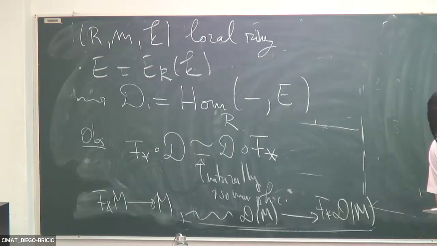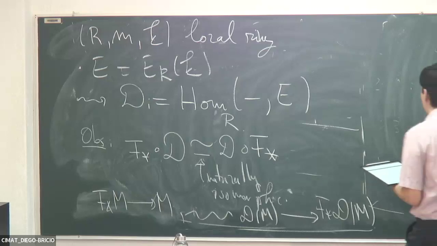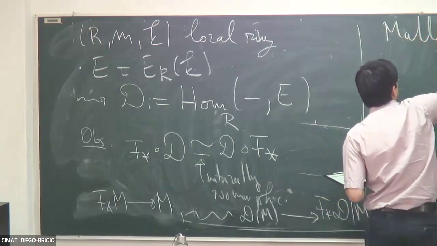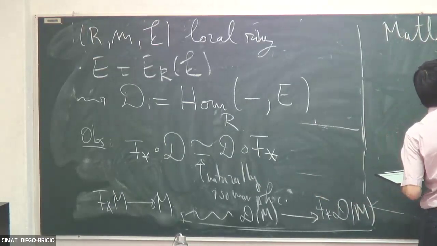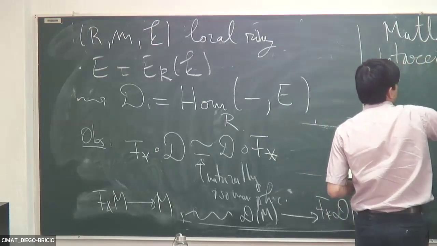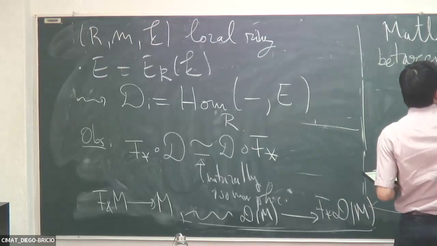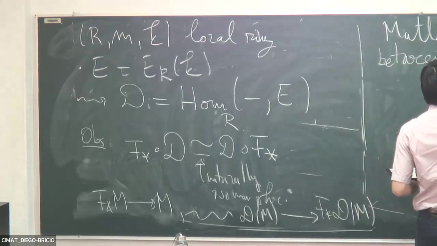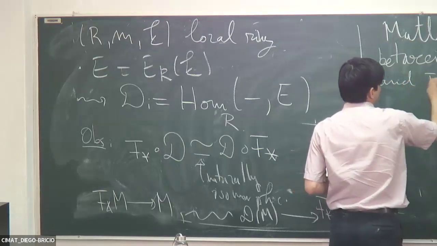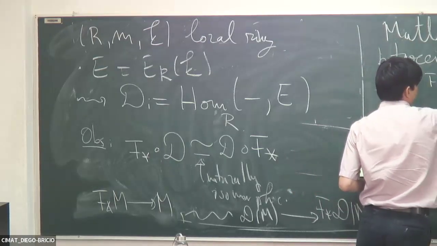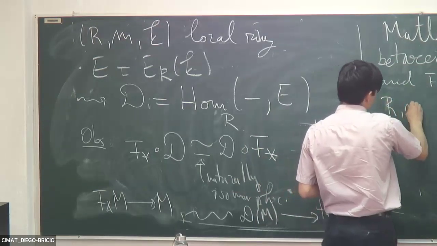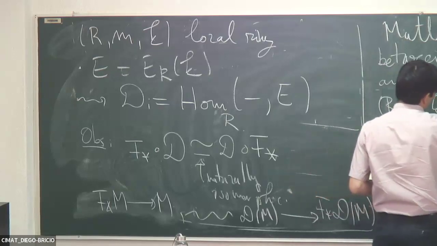So matrix duality, at the end of the day, it's going to become this. Matrix duality, let's say, between Cartier modules and F modules. Frobenius modules, let's say. But for the duality to really work, we need to assume that this is complete.